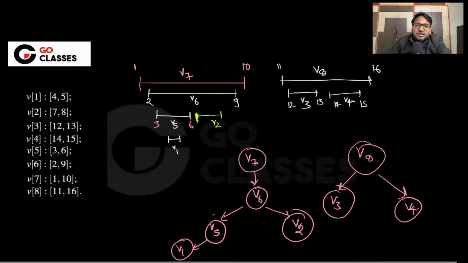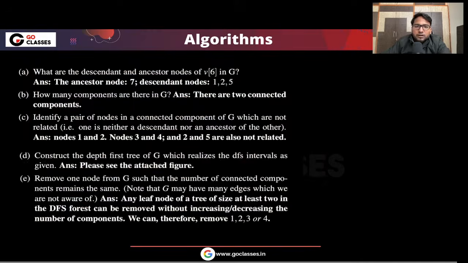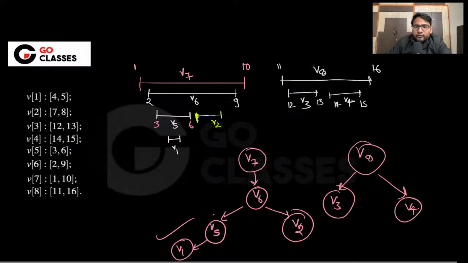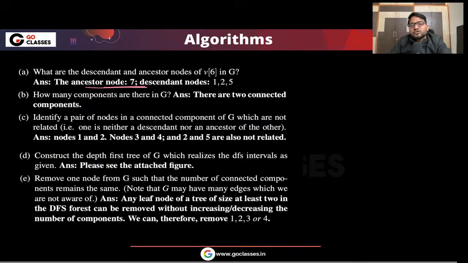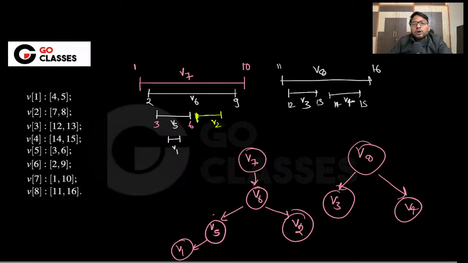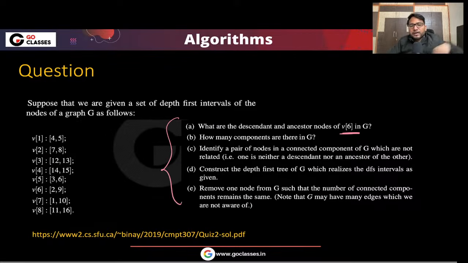The answers are here on the next page. So the ancestor is V7, the descendant nodes are 1 to 5. So basically 1, 2 and 5 are all descendants. So you can answer all of this once you make this tree. Whatever they have asked, once you make the tree, you can definitely answer all of this, right?